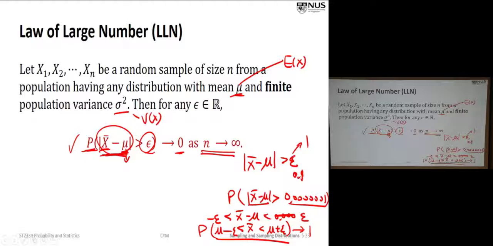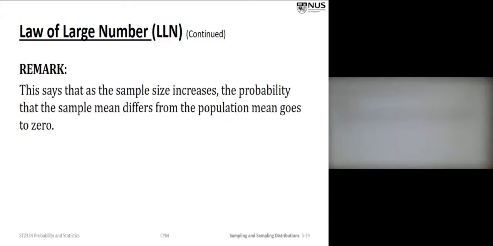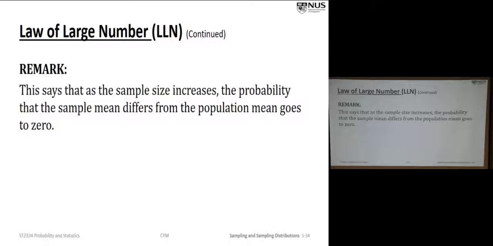So that's the law of large numbers. Large number means that you have a large sample size. Then your x bar, the sample mean, if you have a very huge sample, should be very close to the true answer. Although I still don't know the true answer, it should be very close to mu. Okay, so as the sample size increases, the probability that the sample mean differs from the population mean goes to 0.